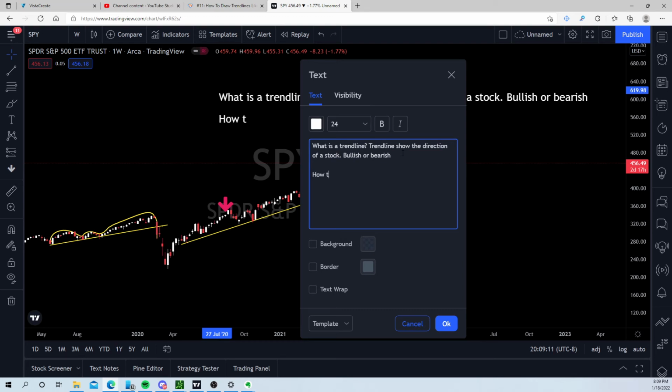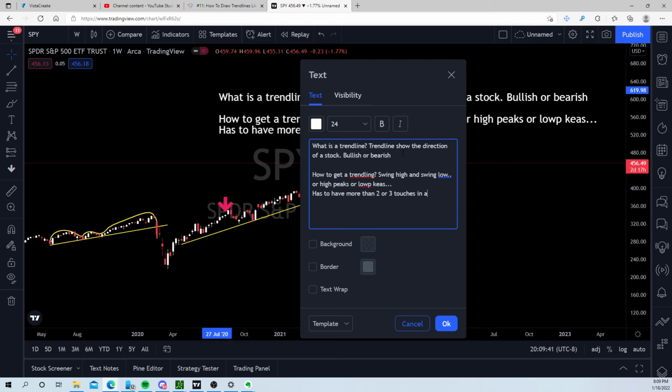How to get a trend line? Swing high and swing low, or peaks, high peaks, same thing, which is just people call it like the high peaks or low peaks. Has to have more than 2 or 3 touches to be able to identify a trend. Got it?